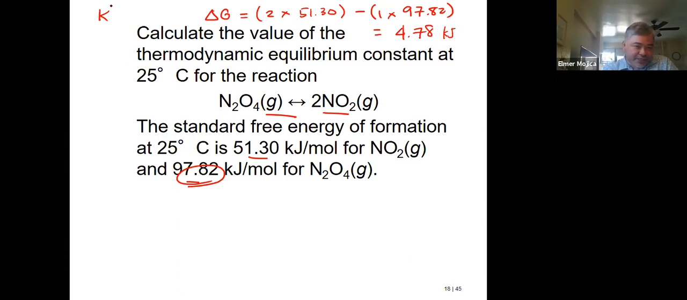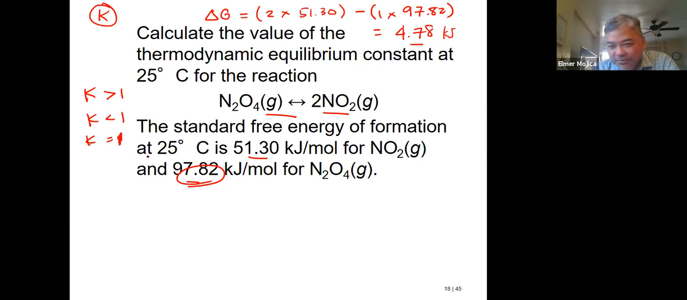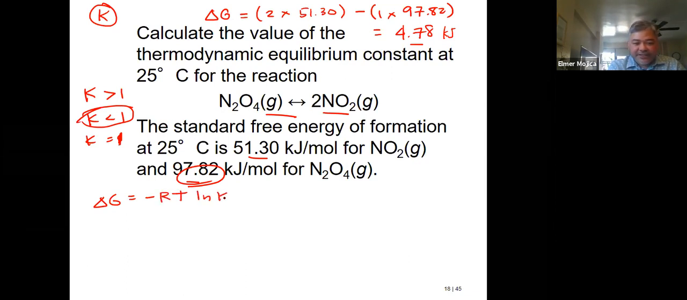Because we can predict the value of K based on the value of delta G. So your delta G is positive. So most likely your K will be what? More than 1, less than 1, equal to 1, none of the above, all of the above. So this is positive, so that means the reaction is not spontaneous. So most likely the value is less than 1. And the next thing that we're going to do is find that value. Delta G equals negative RT ln K, the Ratley equation.